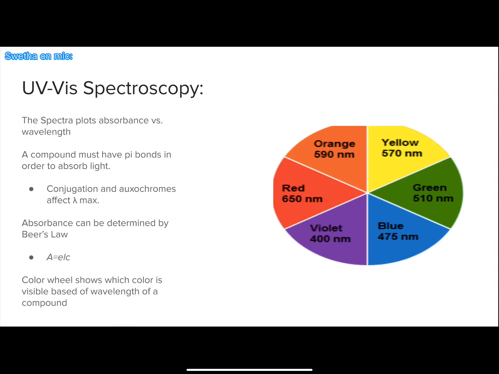The color wheel shows which color is visible based off wavelength of a compound. If a compound absorbs light in the 590 nanometer region, it is absorbing orange light. The color we see is a mix of all the other colors that are not being absorbed, and the compound will appear blue. Blue is directly across from orange on the color wheel, which is how we know which color to expect.